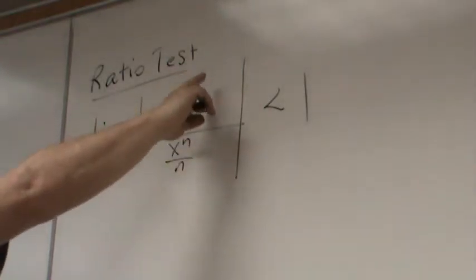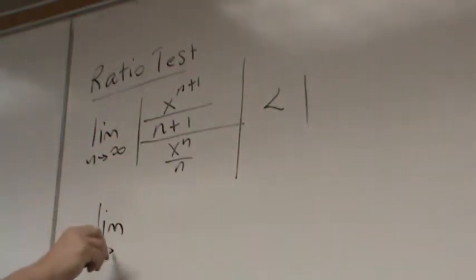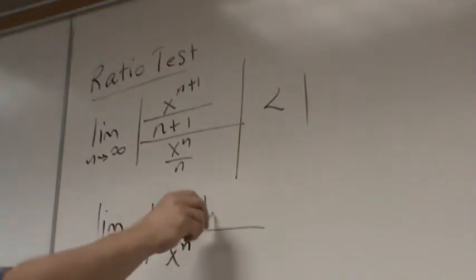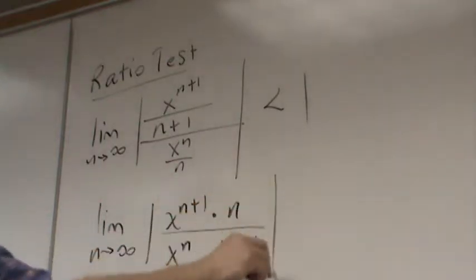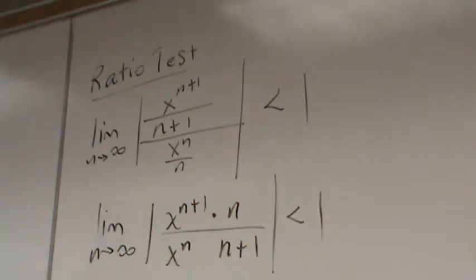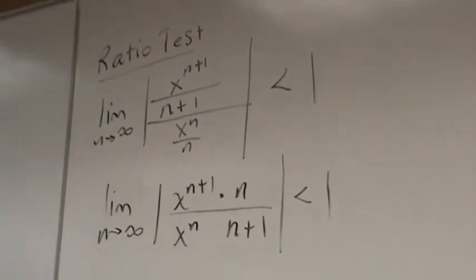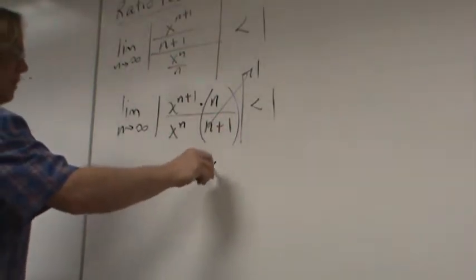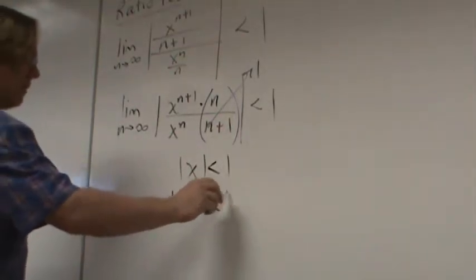So there we go. Now I'll rewrite this. Instead of dividing by this fraction, I'm going to multiply by its reciprocal. So I've got the limit as n approaches infinity of x to the n plus 1 over x to the n times n over n plus 1, and I'm going to set that less than 1. As n goes to infinity, this guy goes to 1. And x to the n plus 1 over x to the n is just x. And so I get negative 1 less than x less than 1.